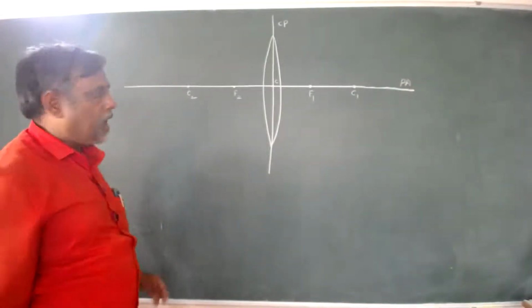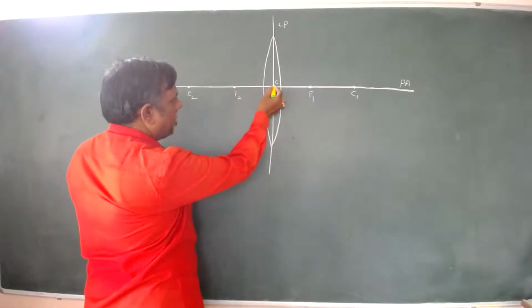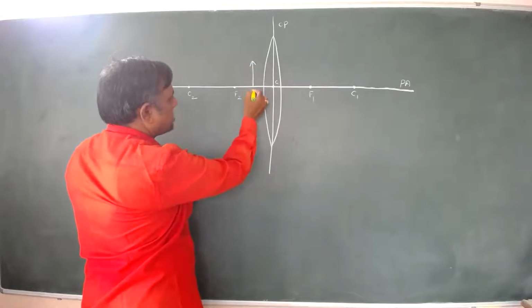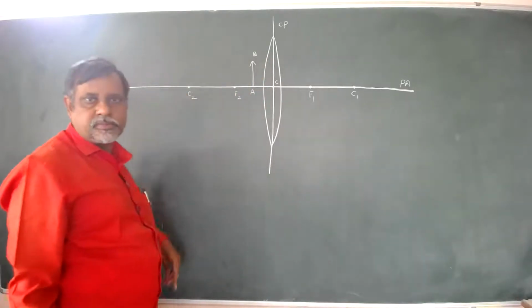Now, the object has to be taken between the focus and optic center. So, this is what the object is. The object which is AB, you take.